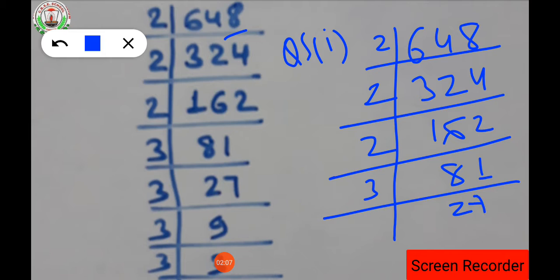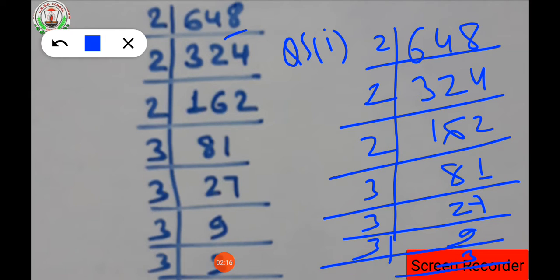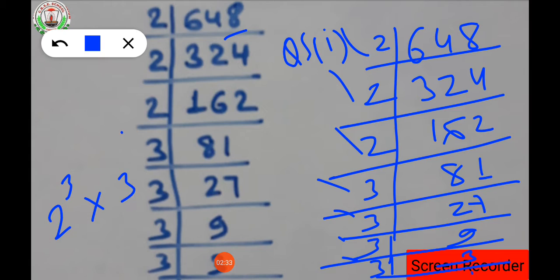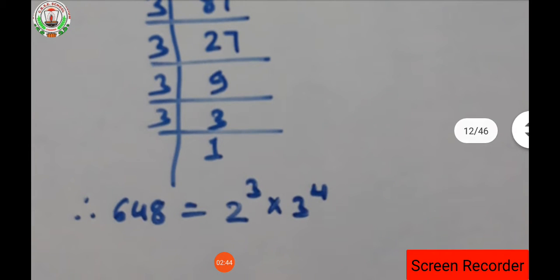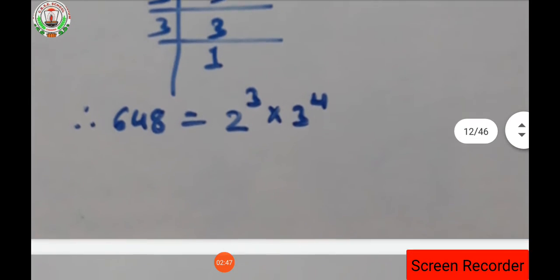So 27 comes, then 27 goes in the table of 3 how many times? 9 times. Again 9 goes in the table of 3 how many times? 3 times. Again 3 comes in the table of 3 how many times? 3 times. So how many 2s are there? 1, 2, 3. And how many 3s? 1, 2, 3, 4. So the exponential form of this number is 2 to the power 3 into 3 to the power 4. Have you understood? 2 to the power 3 into 3 to the power 4 is the answer for question number 5, part A. Clear everyone?